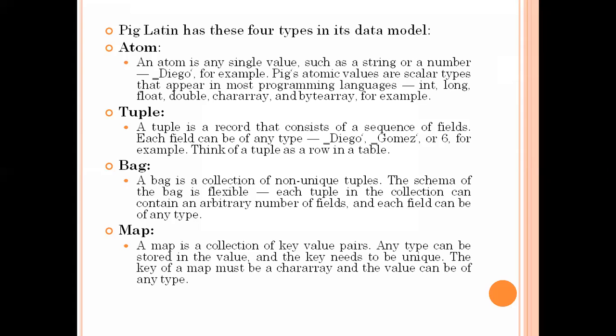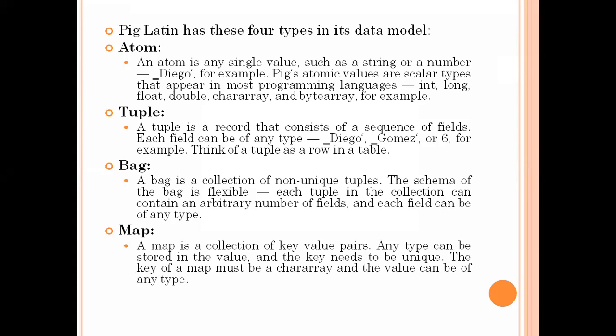Then another one is the map. Starting from the unit onwards, we are going to see what a map is. A map is a collection of key-value pairs. Any type can be stored in the value, and the key needs to be unique. In order to identify each and every entry in the map, we identify it through the key, so the key must be unique. The key of the map must be a chararray, and the value can be of any type.